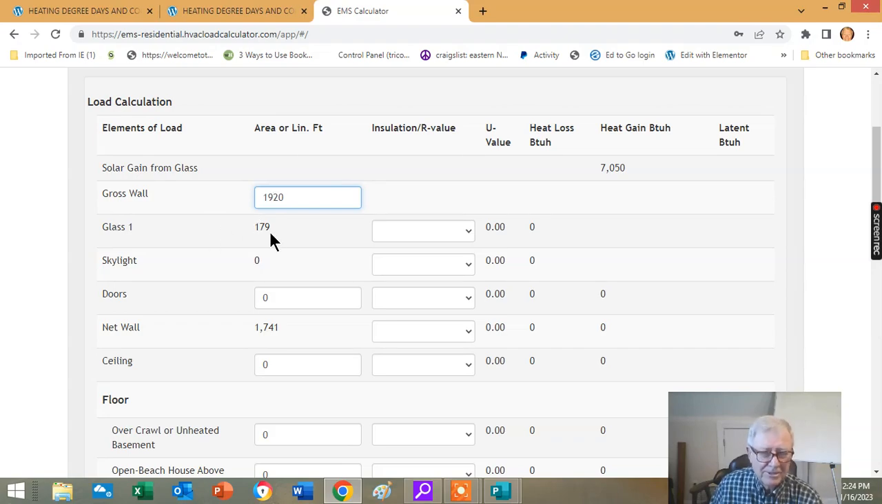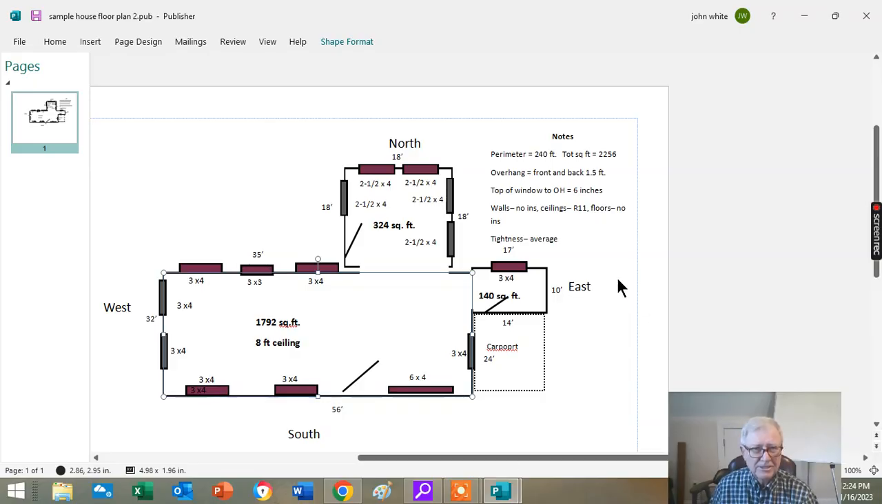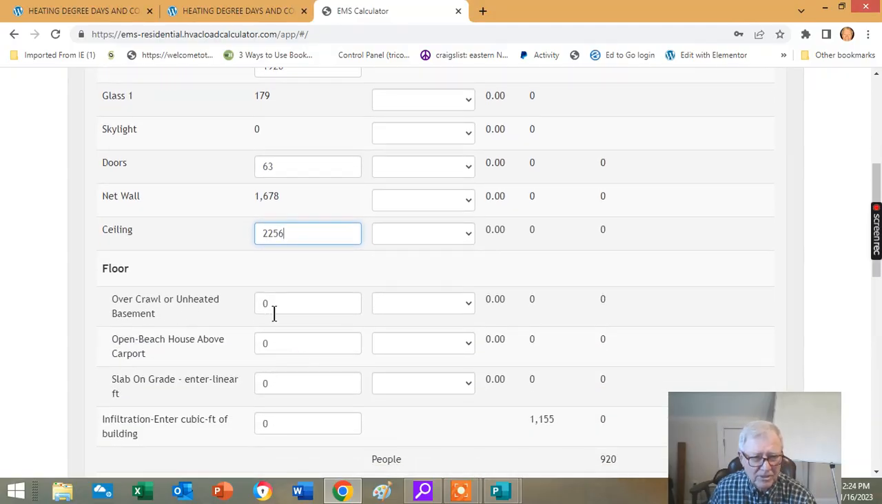It's already told you got 179 square feet of glass. Doors. The house has got, go back to my picture again, 1, 2, 3 doors. And each door is 21 square feet, so that's 63 square feet. That's your net walls after they take out the windows and doors. And my ceiling is going to be 2,256 square feet. And the floor is over a crawl. It's 2,256 square feet.